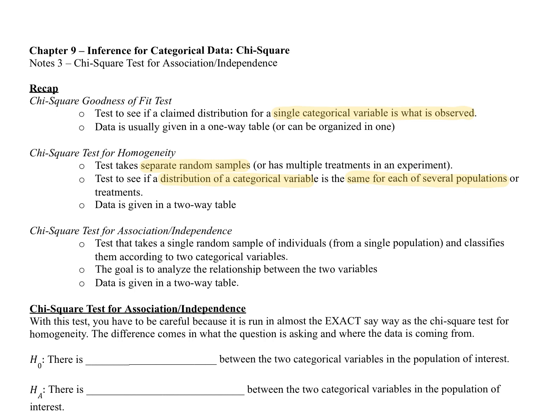So you're looking at multiple populations. Now we're going to talk about the chi-square test for association/independence. And what it does is it takes a single random sample of individuals and classifies them according to two categorical variables. And the goal is to analyze the relationship between the two variables. And again, we are going to be given a two-way table to look at our data.